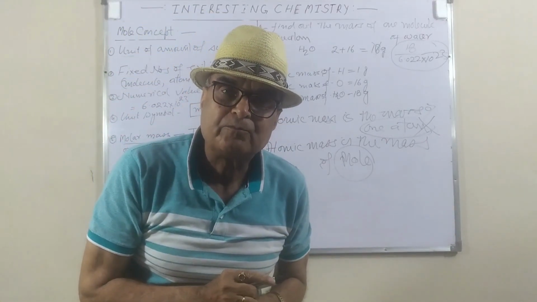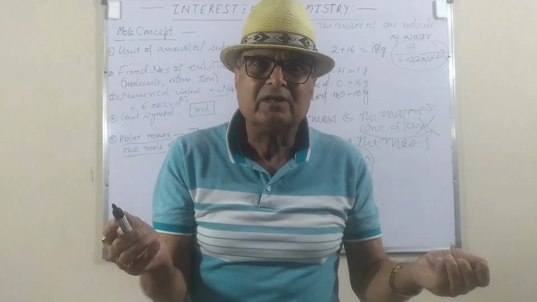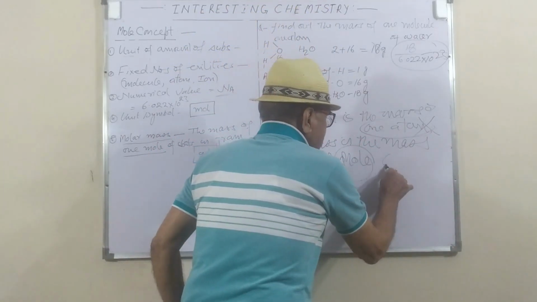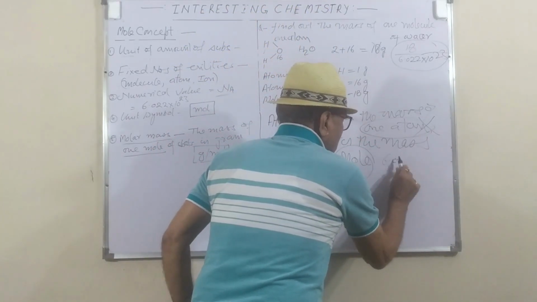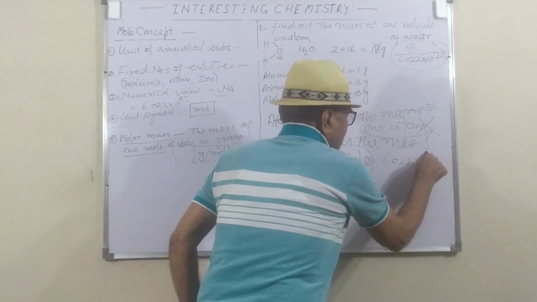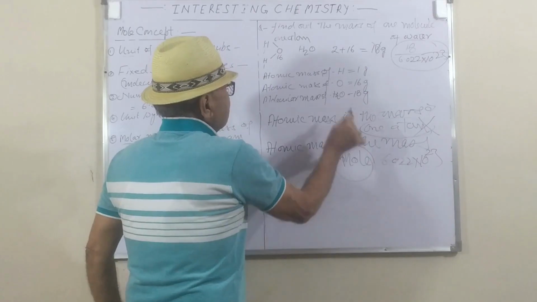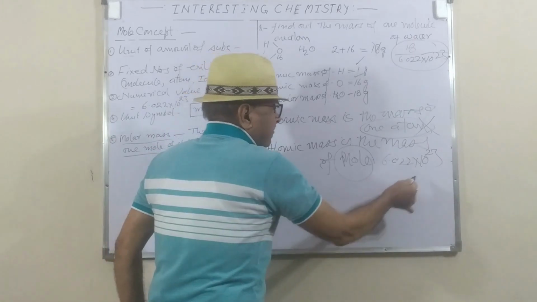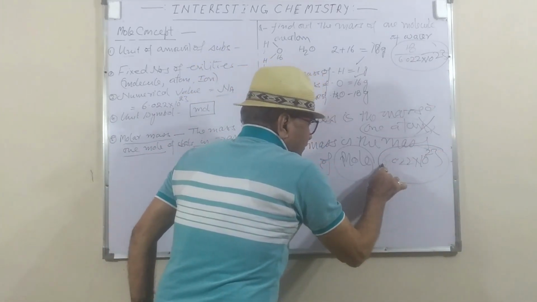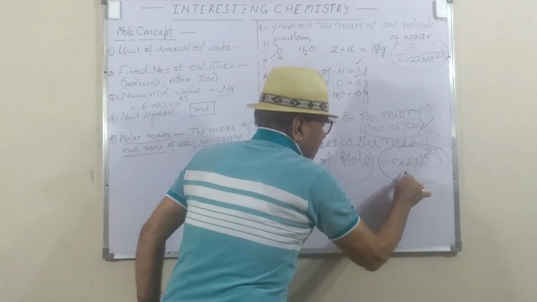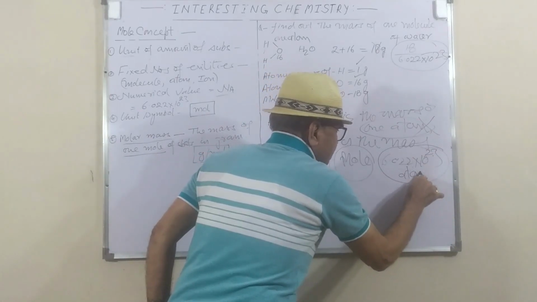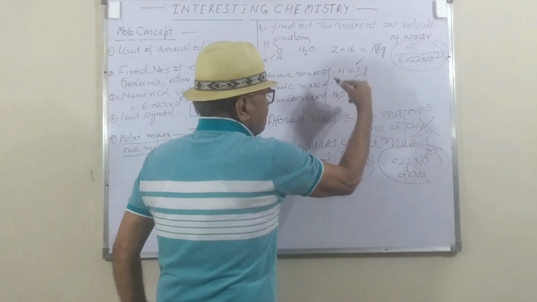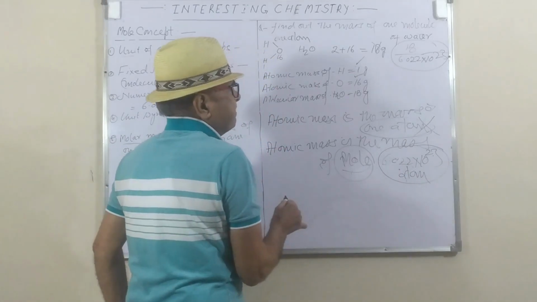What do you think about it? How many entities are there in 1 mole? You will say 6.022 into 10 raised to the power 23. So this 16 is the mass of 6.022 into 10 to the power 23 atoms, because 1 mole contains such a number of atoms.